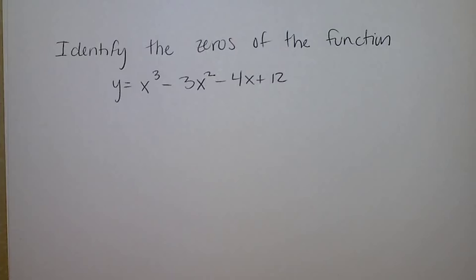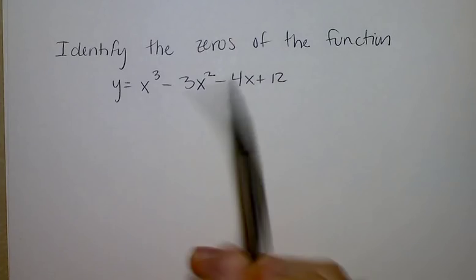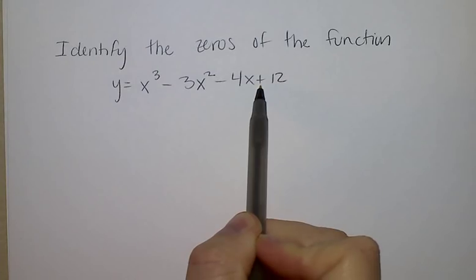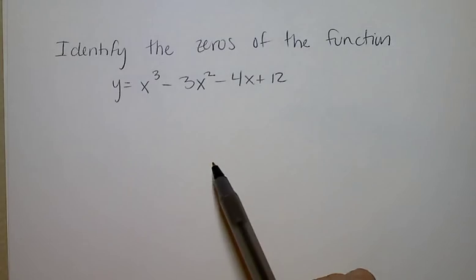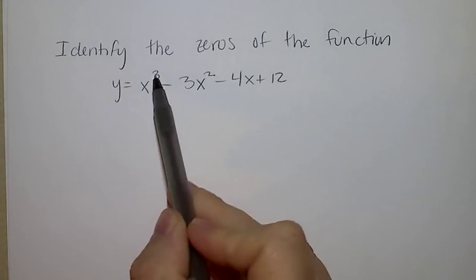Identify the zeros of the function. This is a polynomial function. Remember that the equation is going to be polynomial as long as two things aren't happening. The exponents can never be negative numbers, and you can never have a variable in the exponent position.